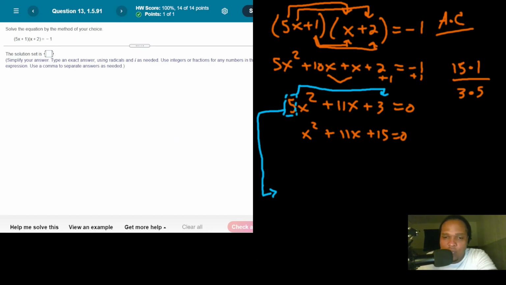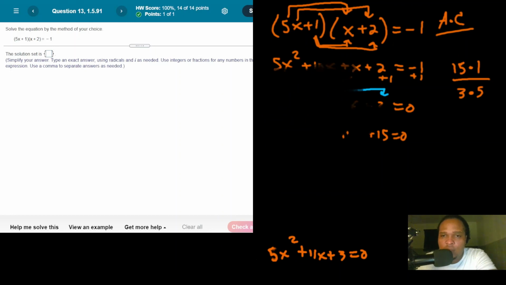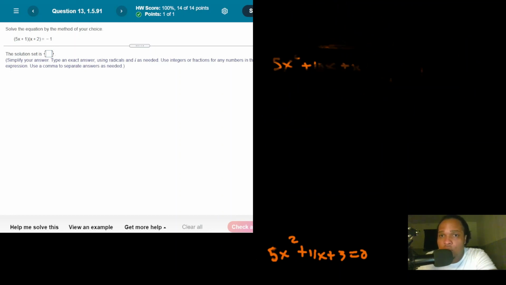So I'm just going to write down what we had. 5x squared plus 11x plus 3 equals 0. Yeah, I'm going to use the quadratic formula on this. Let me erase everything. And you know, sometimes it's like that. Like I wasn't sure exactly what it was going to be before I started. But fear not, go ahead and distribute, get everything equal to 0, and then go ahead and apply the quadratic formula.